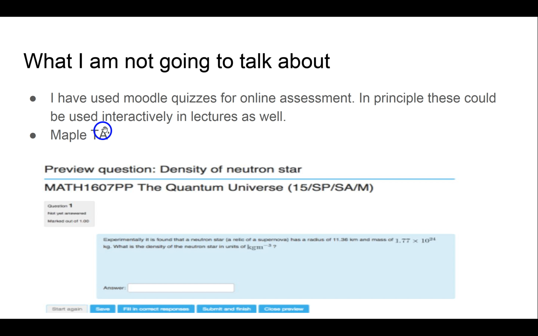And also we use something called MapleTA, which is a mathematics package especially designed by a company in Canada. And in principle, my understanding is you can load some of the quizzes onto the iPad as well, but this may be more specialized. And I don't know how your Moodle system, Marjan, actually works. If it has Moodle quizzes, I kind of assume it does.